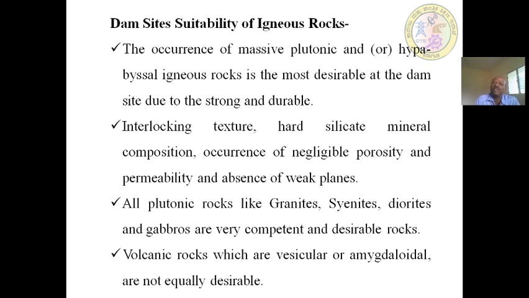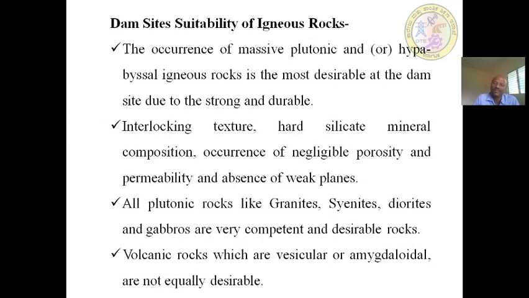Dam site suitability of igneous rocks. The occurrence of massive plutonic or hypabyssal igneous rocks is the most desirable at the dam site because they are strong and durable. Even these plutonic and hypabyssal rocks lack porosity and permeability, so that also is most important and suitable for dam sites. All plutonic rocks like granites, syenites, diorites and gabbros are very competent and desirable rocks.